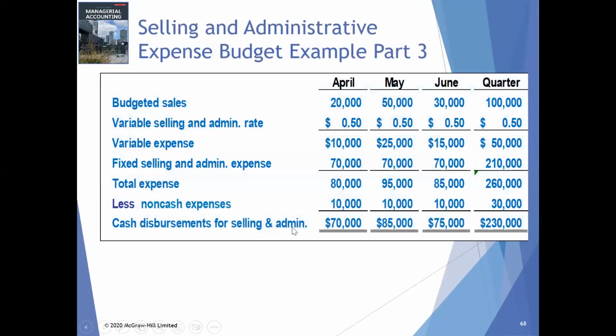$230,000. So look at this. We have 20,000, 50,000, 30,000. So this is the data. The total is 100,000 units, and now we have here 0.50, which is the given variable cost, plus the fixed expenditure or fixed cost that we have calculated. Then the non-cash expenditure, depreciation, is deducted. So, less, $230,000. That is the selling and administrative expenditures budget.